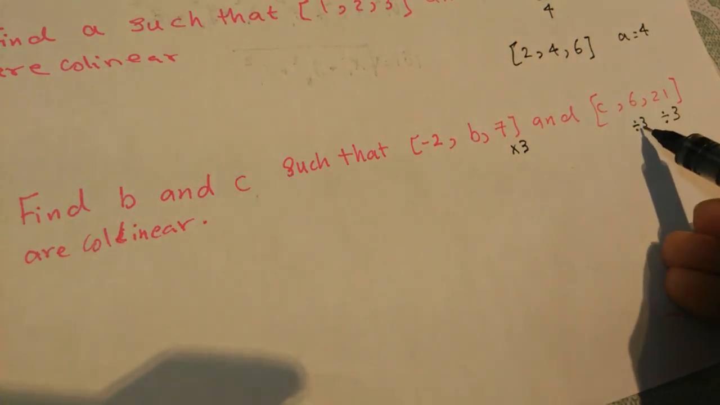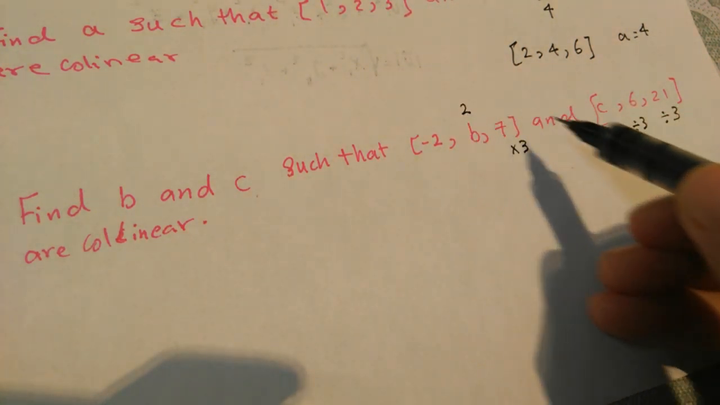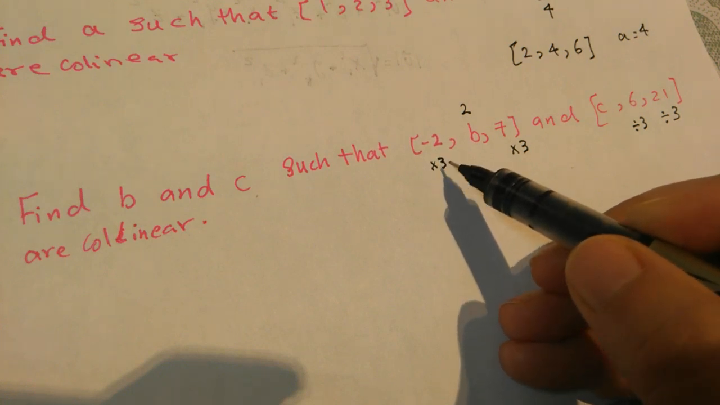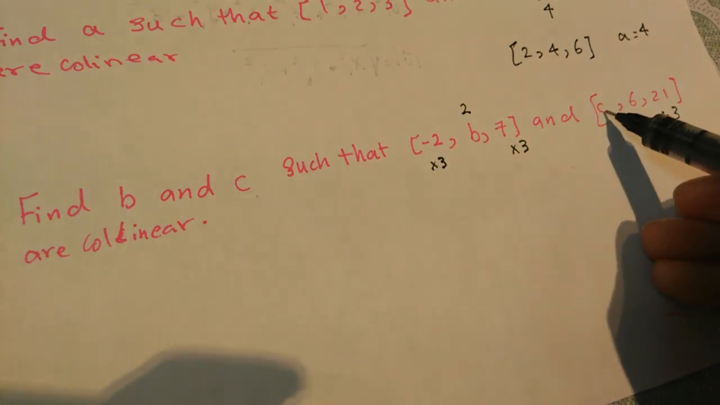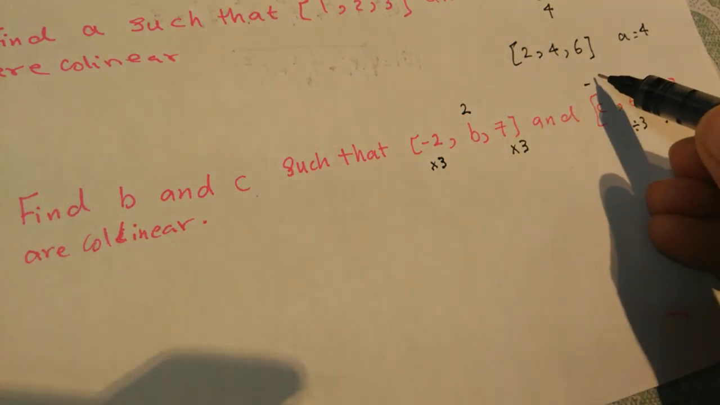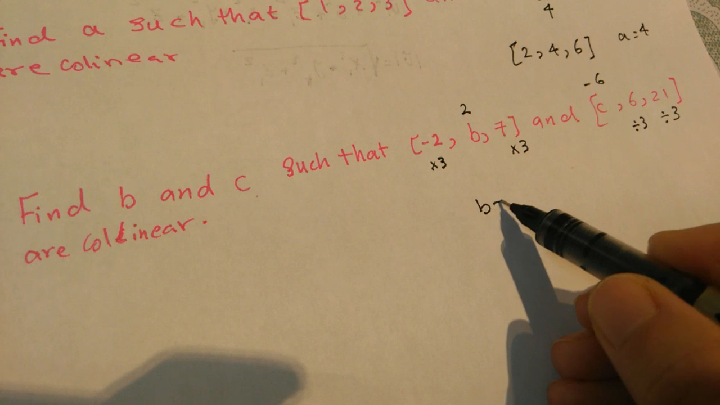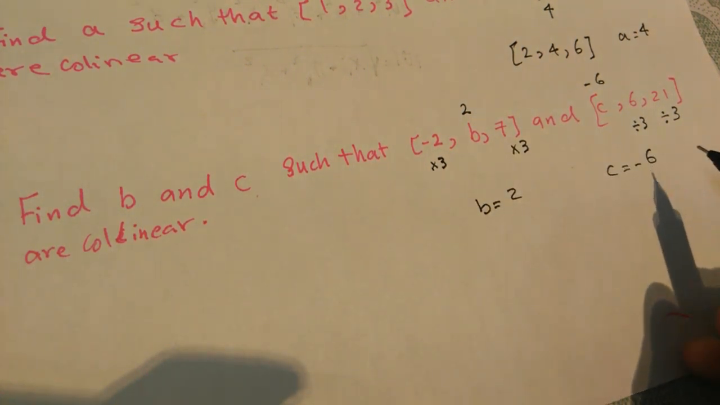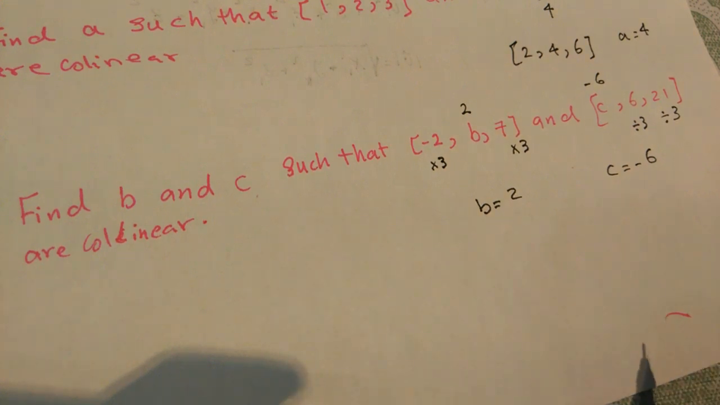So 6 divided by 3 is what? 2. Also, this one I said multiply by 3, right? Negative 2 multiplied by 3 is going to be what? Negative 6. Therefore, I know the b should be 2 and c here should be negative 6. Two vectors are collinear if they are multiples of each other.